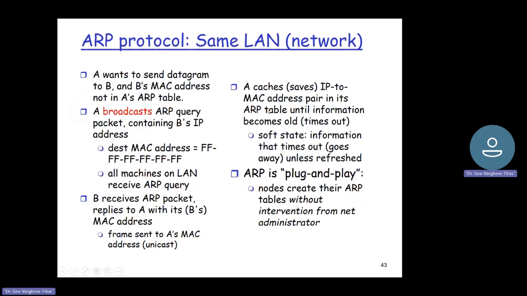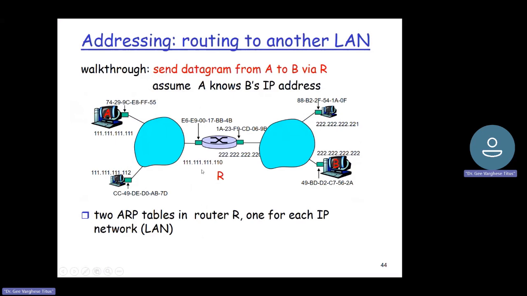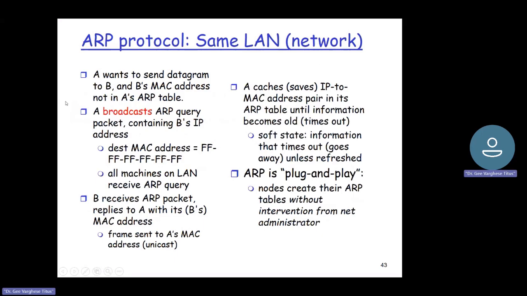Now, when A receives that frame from B, it saves B's MAC address in its table, and then it sends its actual data with the source address, the IP address and MAC of A, and the destination address, the IP address and MAC address of B. Okay, so this is the basic structure.